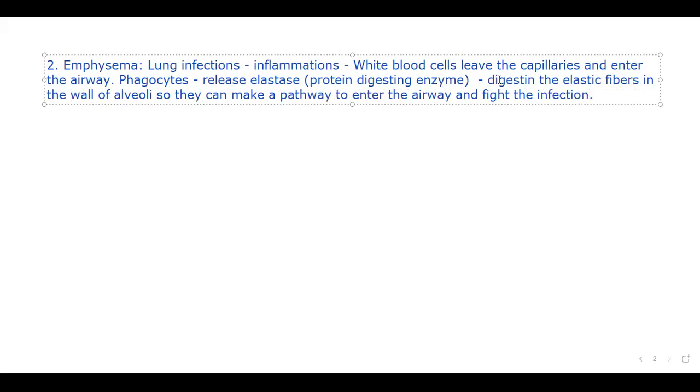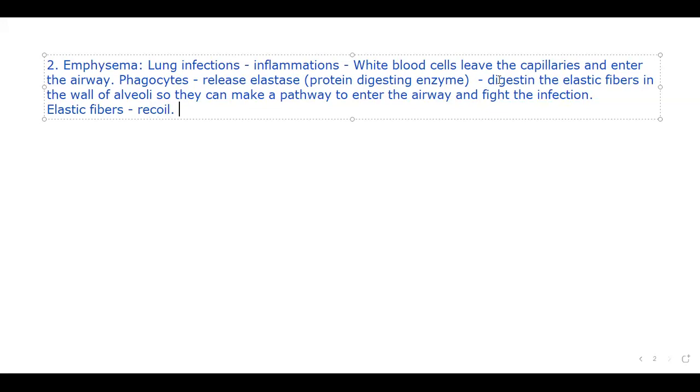Now, we had studied that elastic fibers are really important for the alveoli. Why? Elastic fibers provide us with recoil. That means whenever I breathe in, my alveoli are going to be able to expand, and whenever I breathe out, the alveoli are going to relax. So they are really important for recoil. They're important for the alveoli to expand and then come back to the original size.